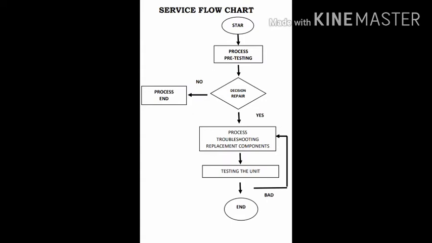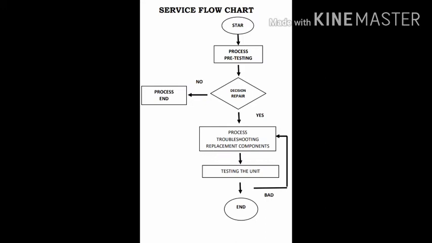Ask the owner for repair of the unit. If the answer is no, the process will end. But if the answer is yes, you will continue to the next process: troubleshooting and replacement of components. You need to identify the faults and defects of the unit. The next step is troubleshooting. And then the next step is to replace the components that are defective. The final step is testing the unit. If bad, go back to the process of troubleshooting. If good, it is the end of servicing.